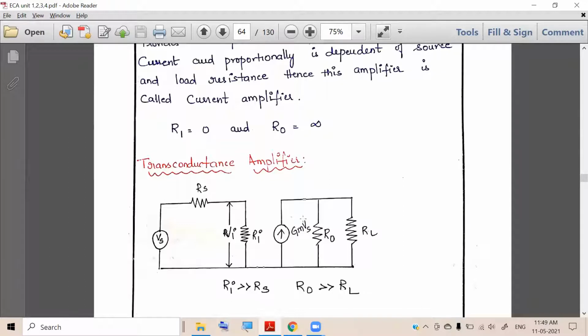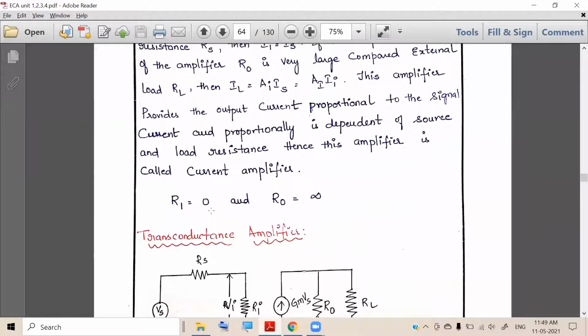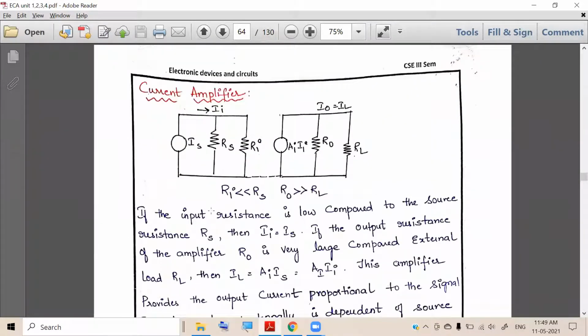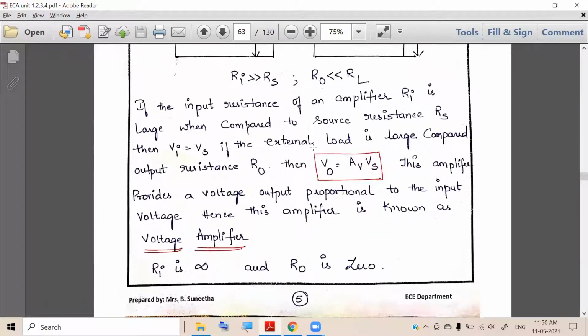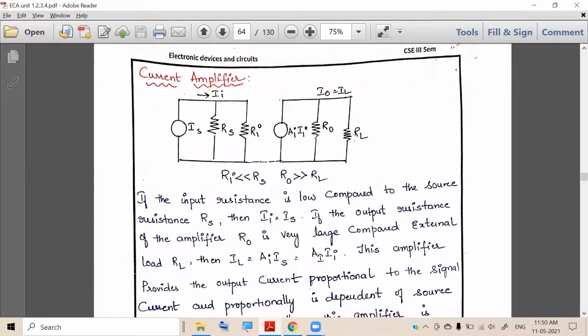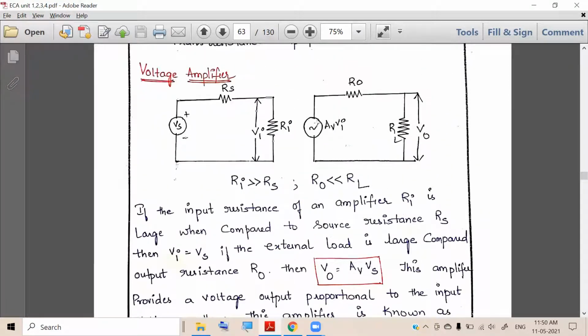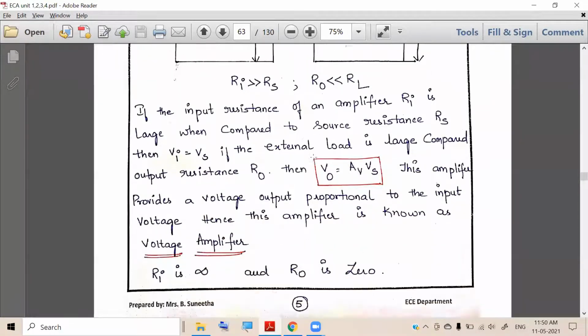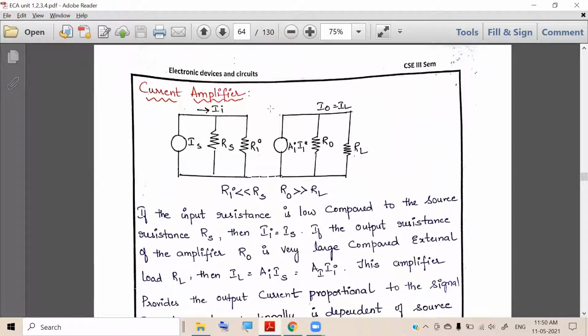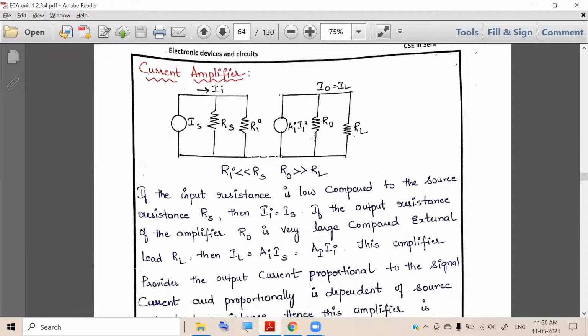So see, whenever the output is current, then Ro we have to draw in parallel. Whenever output is voltage, then Ro is in series. So here the current amplifier output is current, so Ro in parallel.